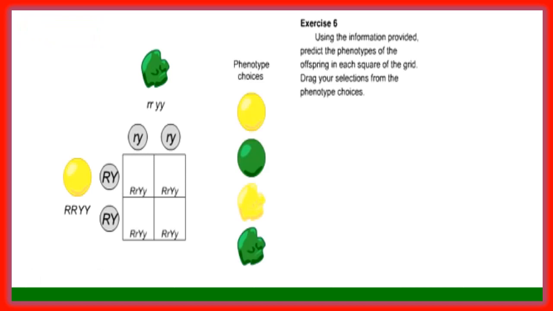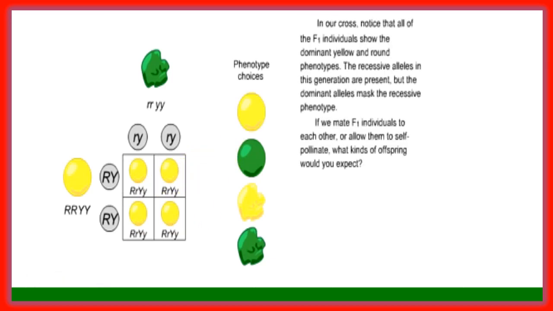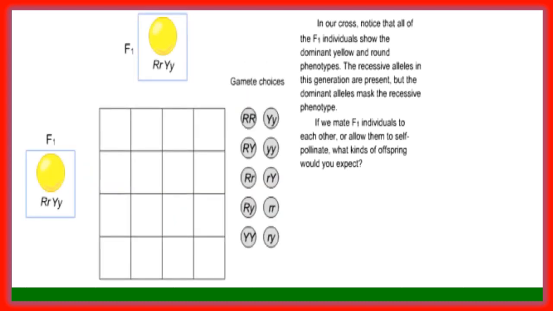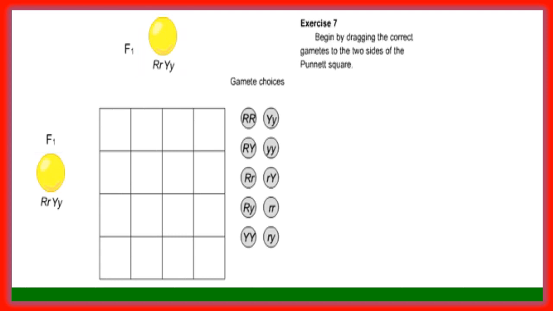Using the information provided, predict the phenotypes of the offspring in each square of the grid. Drag your selections from the phenotype choices. In our cross, notice that all of the F1 individuals show the dominant yellow and round phenotypes. The recessive alleles in this generation are present, but the dominant alleles mask the recessive phenotype. If we mate F1 individuals to each other or allow them to self-pollinate, what kinds of offspring would you expect? Begin by dragging the correct gametes to the two sides of the Punnett square.